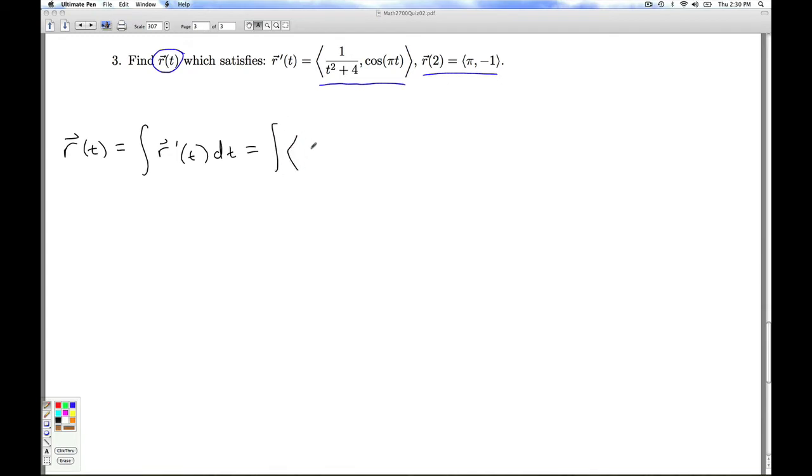And so we're going to take the antiderivative of 1 over t squared plus 4, comma, cosine of pi t dt. And the calculus of vector valued functions goes component wise. So I'm going to take the antiderivative of the x component and then the antiderivative of the y component.